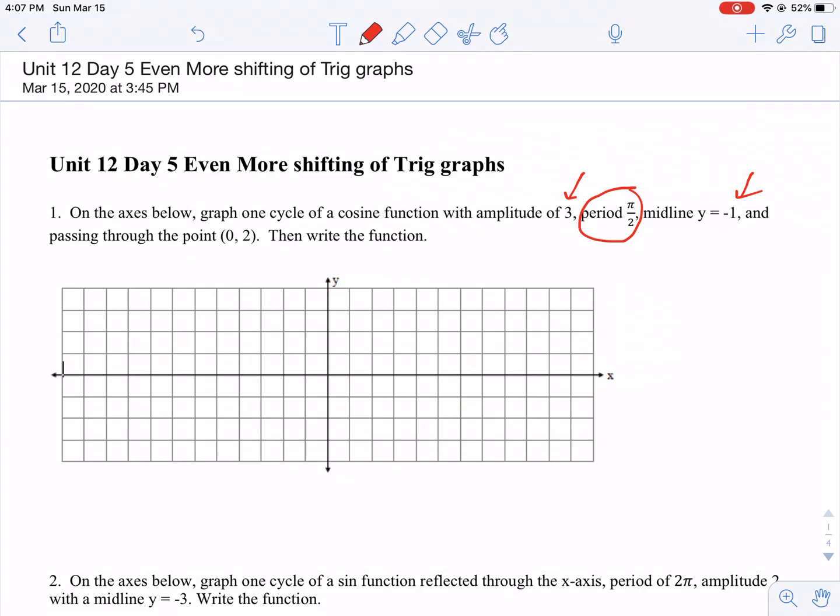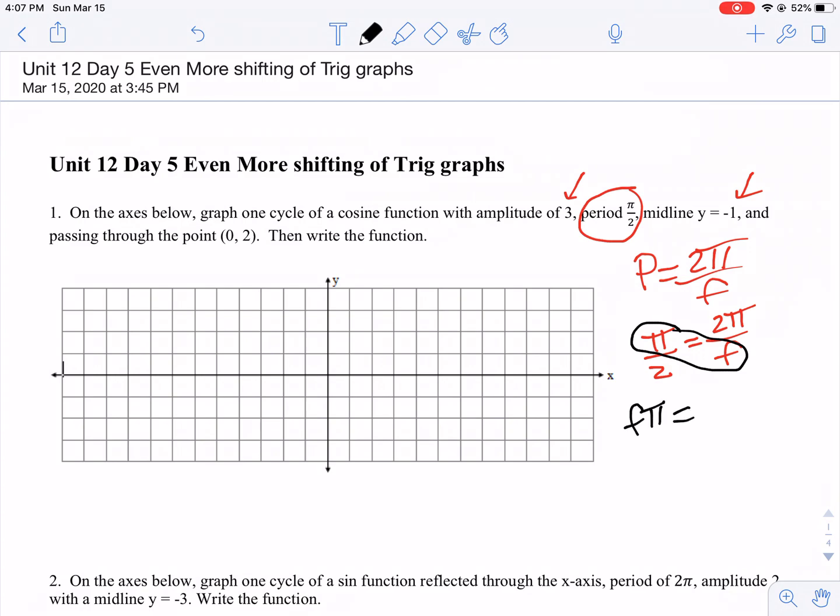So we learned before that period is equal to 2 pi divided by the frequency. I know the period is pi over 2, so I'm going to fill that in. Pi over 2 is equal to 2 pi divided by the frequency. Now I notice that I have one fraction on each side of my equation, which means if I cross multiply, I can solve for frequency. So frequency times pi is equal to, when I cross multiply the other way, 4 pi. Now to get frequency by itself, I divide by the pi. So frequency is equal to 4.